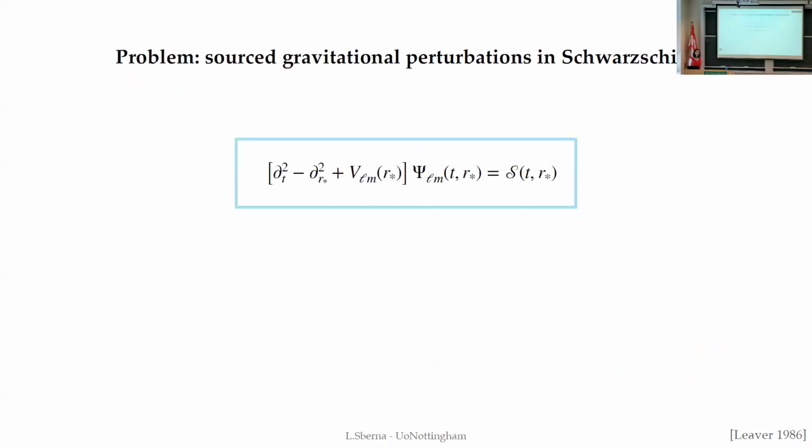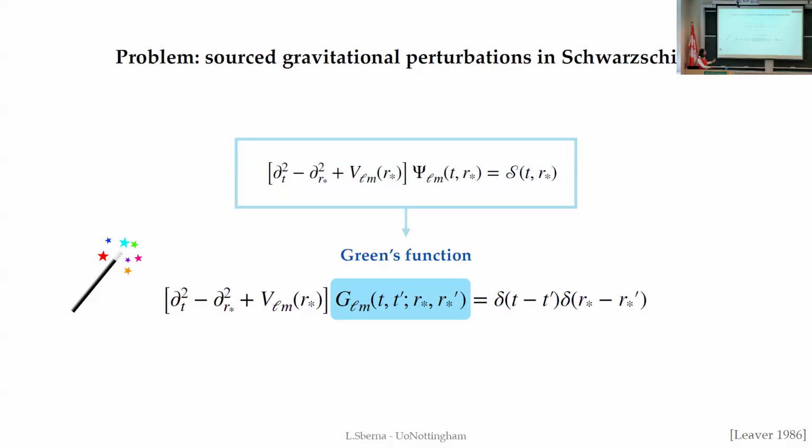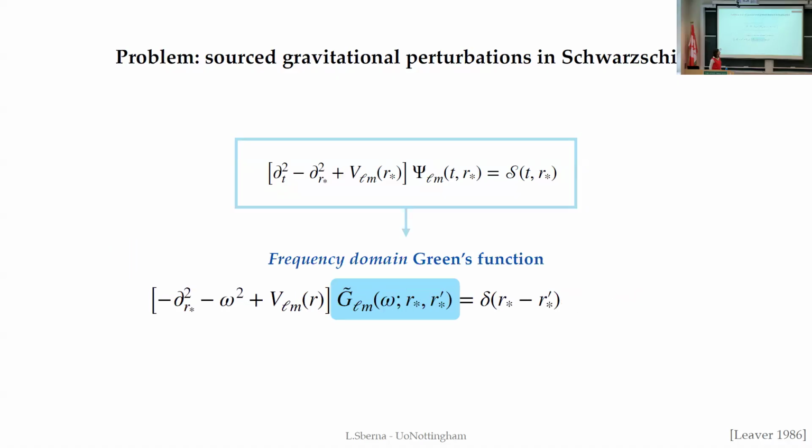Okay, so we said we want to go back to the drawing board. So let's look at gravitational perturbations in Schwarzschild sourced by our point particle. So this will mean that we want to solve the Regge-Wheeler or Zerilli equation with a source. And a beautiful tool to do this is the Green's function. So in the time domain Green's function is what we want to eventually use. But the first step will be to build the frequency domain Green's function.